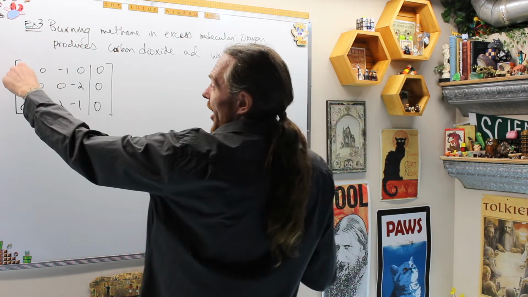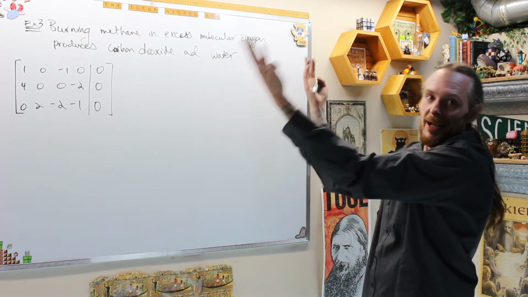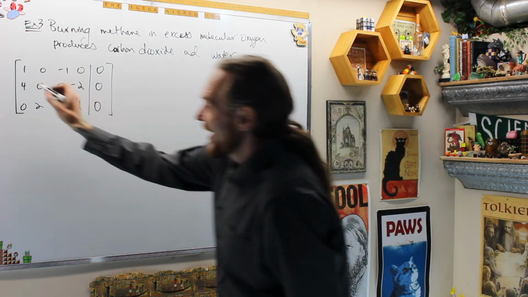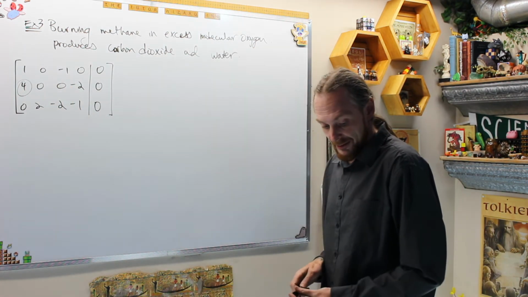What am I going to do? Oh, I've got a leading 1, and it was the chemistry. I couldn't have even cooked this one up. The universe gave me a leading 1 in the top left corner. Starting with that, I have to eliminate this guy and get rid of it.